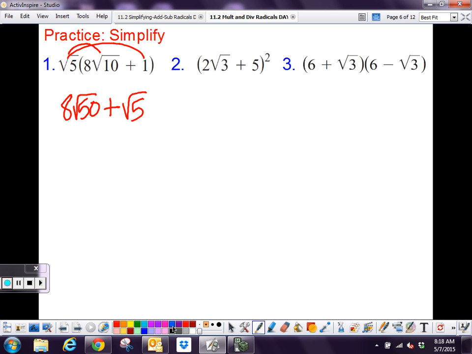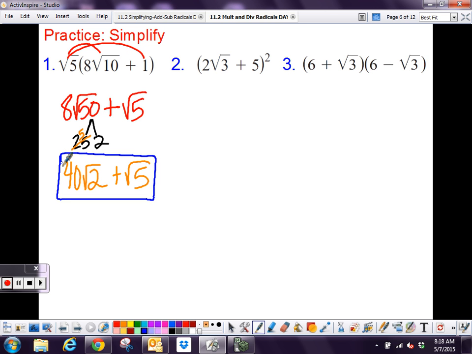I just need to see if there's any simplifying that I can do here, and there is. The square root of 50, I can break that down into 25 times 2. The square root of 25 is 5. So I'm going to bring that 5 out, but I already have an 8 out there. So I multiply those. That leaves me with 40 square root of 2, plus square root of 5. If those were both square root of 2's, then we could add those. But because they're different, it's like trying to add an x and a y. You can't do it. So you have to leave that the way it is.